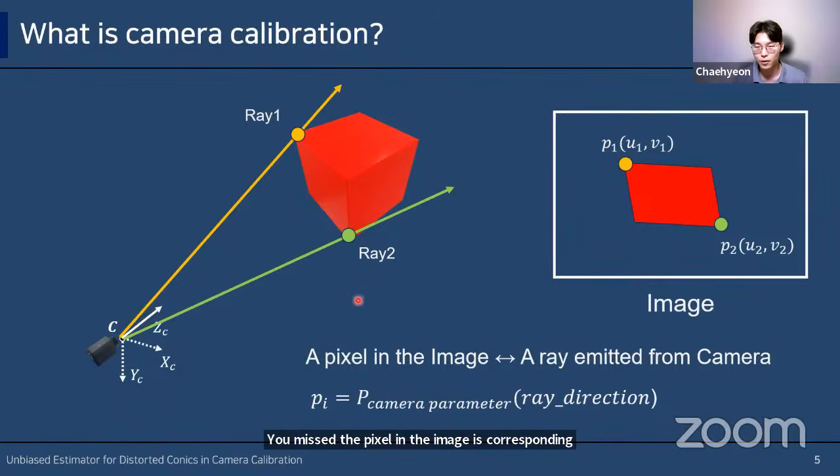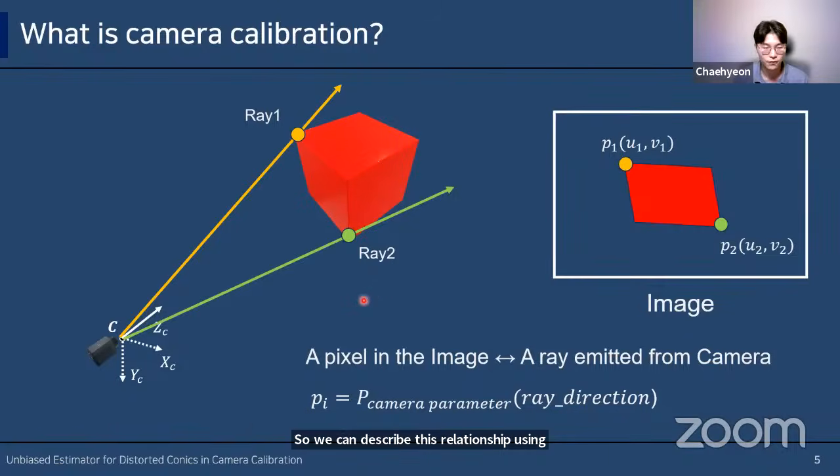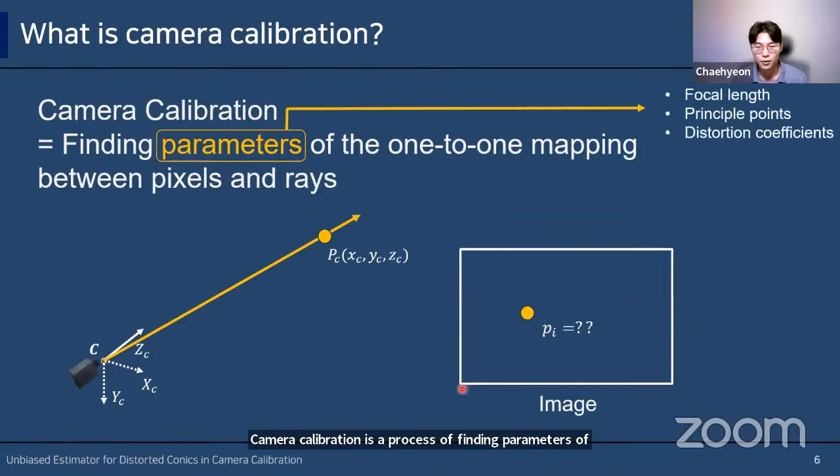This relationship is a one-to-one mapping, so we can describe it using a function, the projection function, P. To sum up, camera calibration is the process of finding the parameters of the mapping between pixels and rays. These parameters comprise several variables such as focal length, principal point, and distortion coefficients.